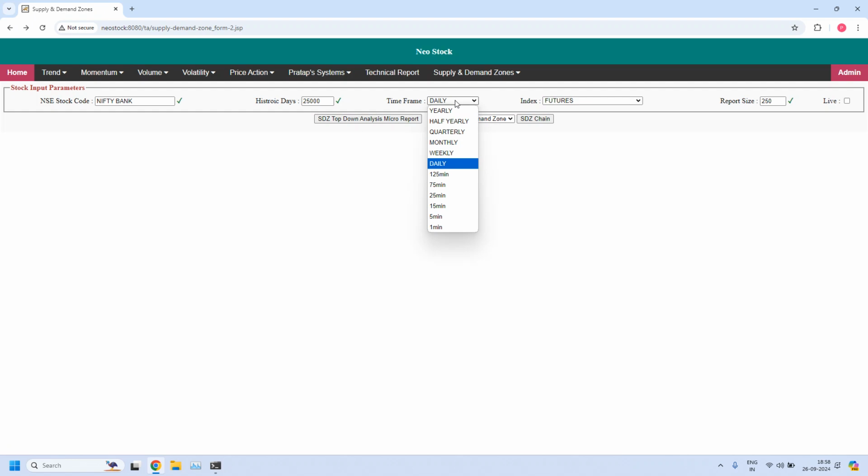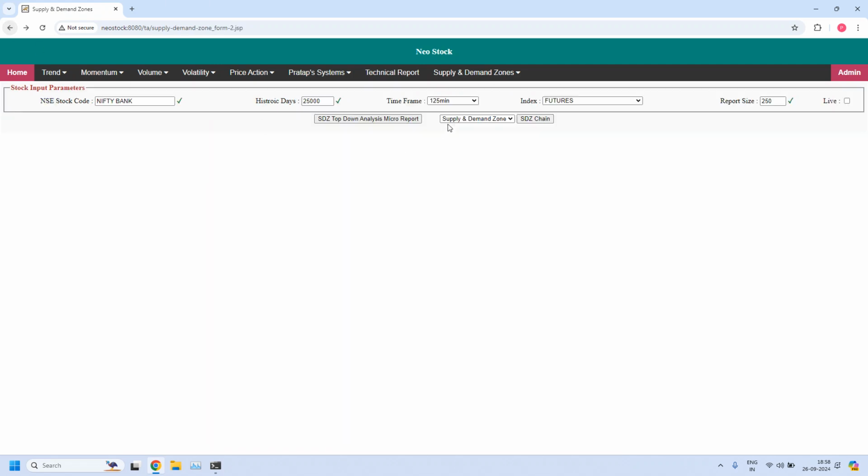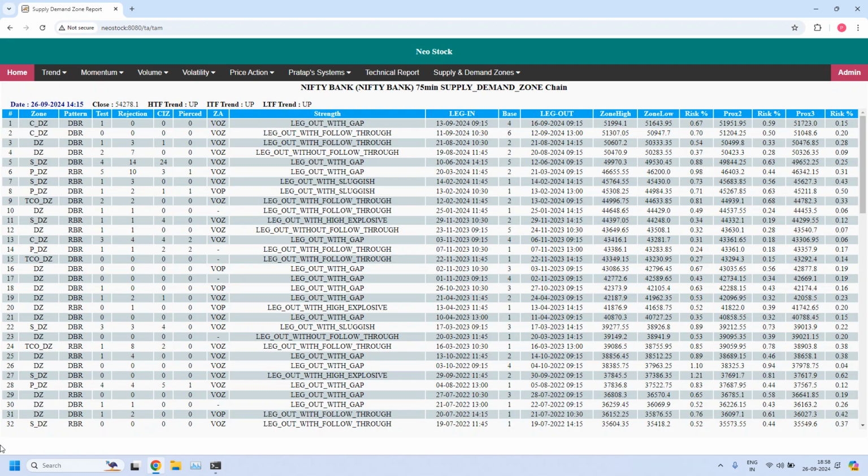The next time frame is 125 minutes. I am generating 125 minute supply demand zone chain for BANKNIFTY. The next time frame is 75 minutes. I am generating 75 minute supply demand zone chain for BANKNIFTY.